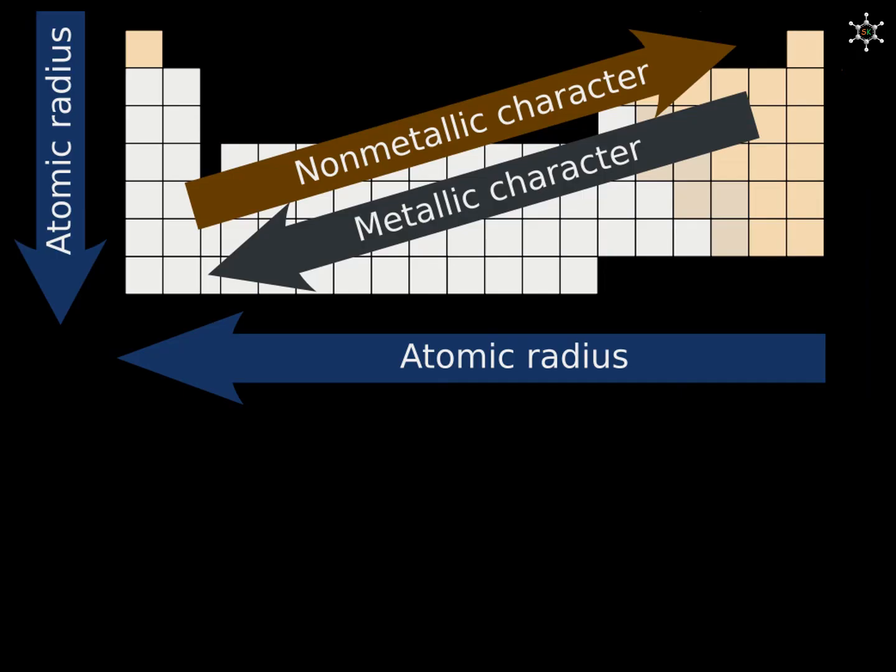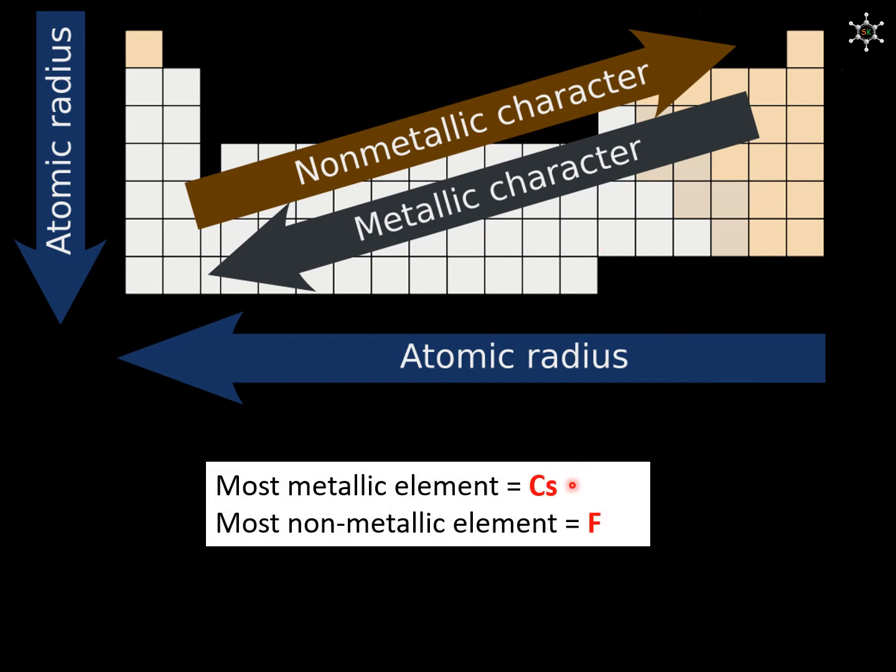This is the summary of the first three periodic properties which we have discussed. Atomic radius down the group increases and atomic radius across the period decreases. Non-metallic character across the period increases and down the group decreases. Metallic character across the period decreases and down the group increases.